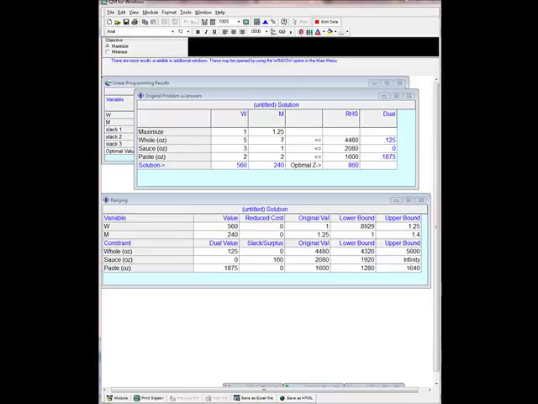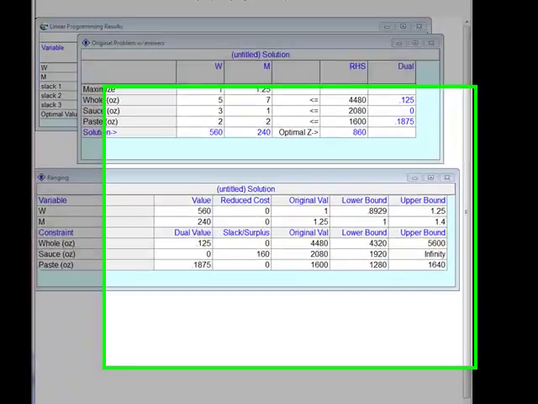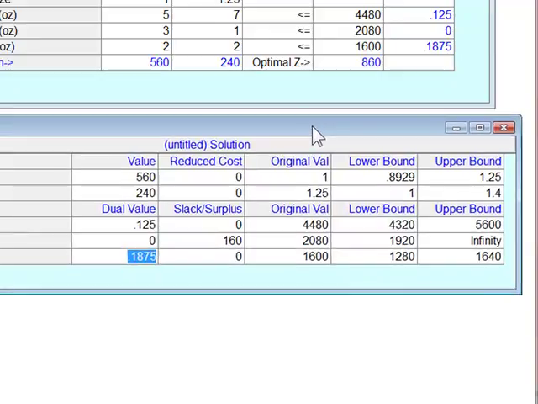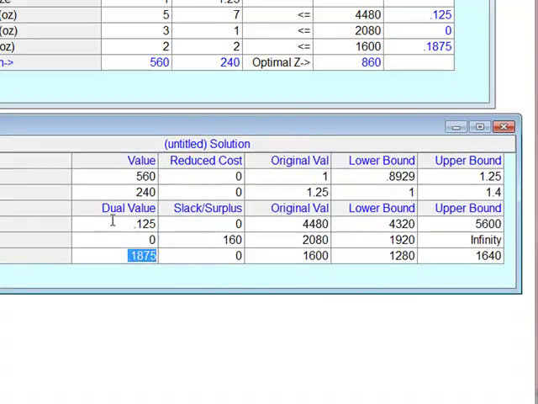I will continue with the same problem as before. Salsa production, number of jars of salsa to make, profit maximization. I had solved it and we had gone through a good portion of the interpretation of the ranging window. Where we stopped was what is a dual value.